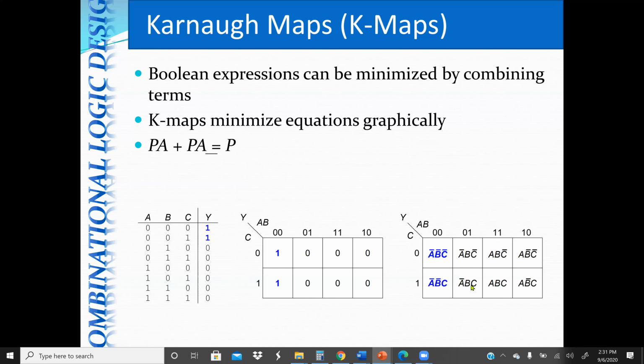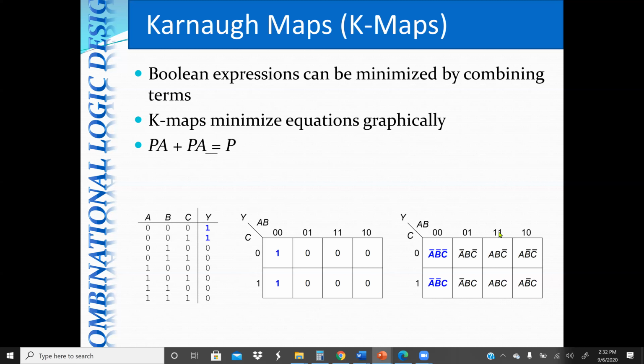Then here we have 0, 1, 1. 0, 1 means A is invert. Anytime the variable is 0, then we make it invert. If it's 1, we leave it. So 0, 1, 1 means 0 is A. Then B is 1, C is 1, so 1, 1.